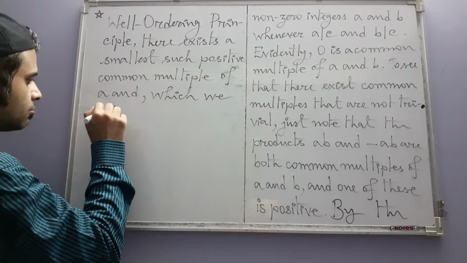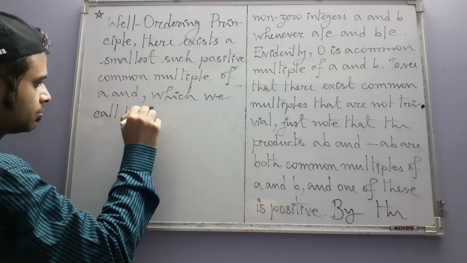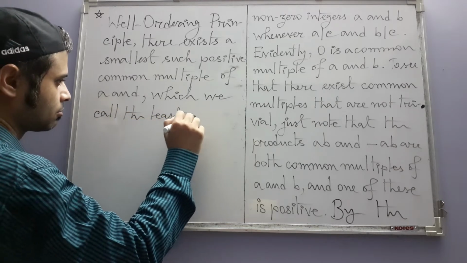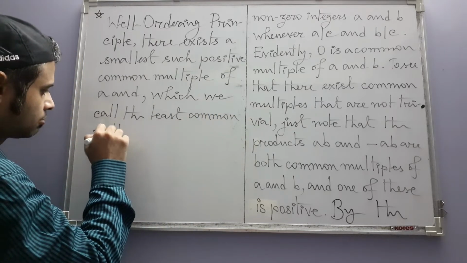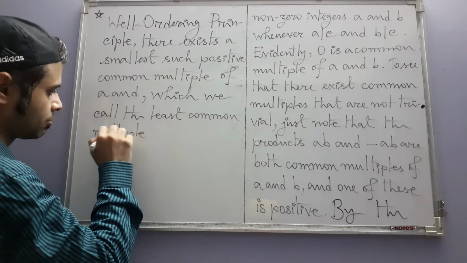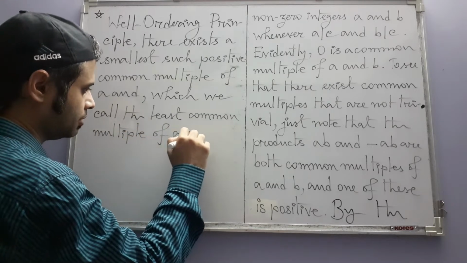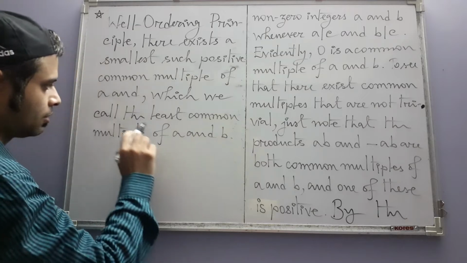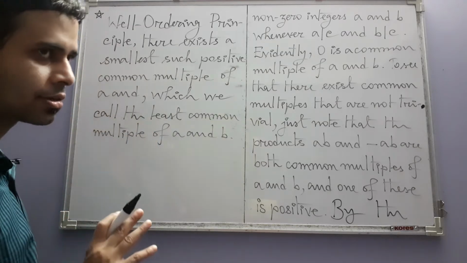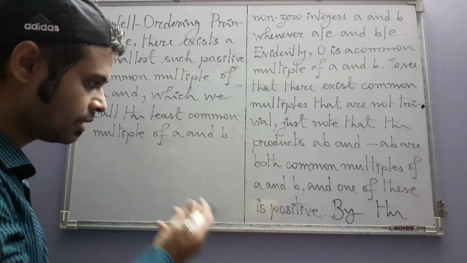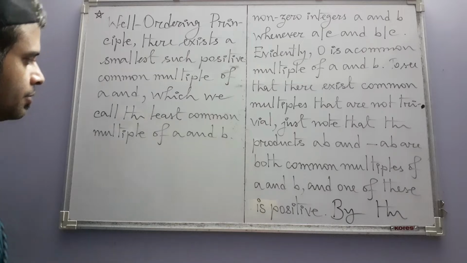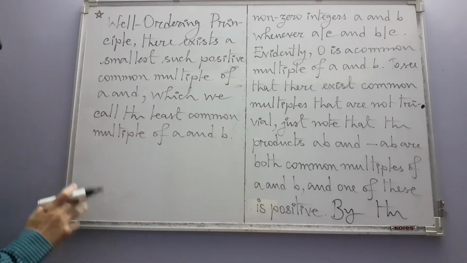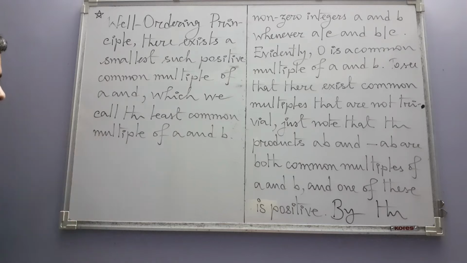which we call the least common multiple of A and B. And the definite article "the" is justified because by its very nature it is the least something. Okay, so we don't have "a" here, it is unique. For given A and B, it is unique, just like GCD is unique, this is also unique.